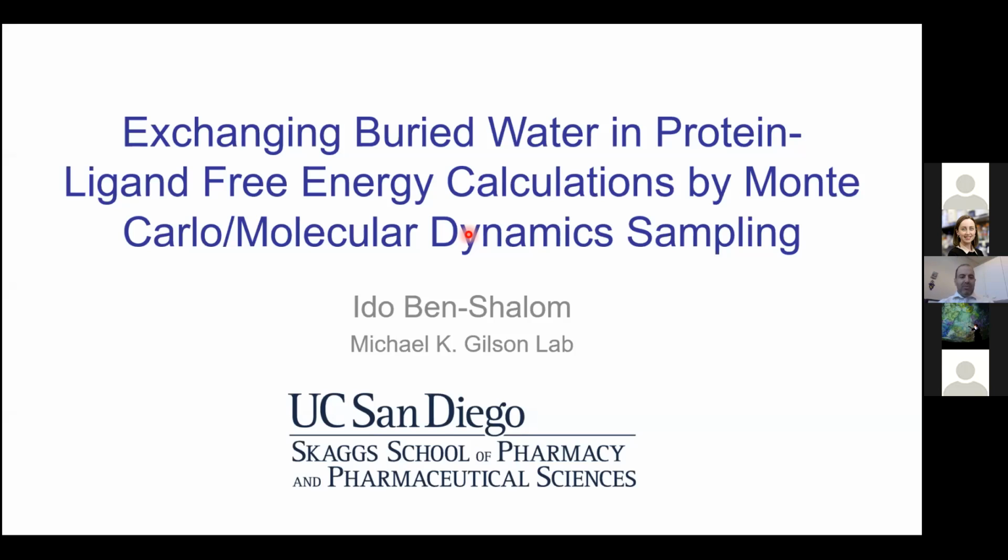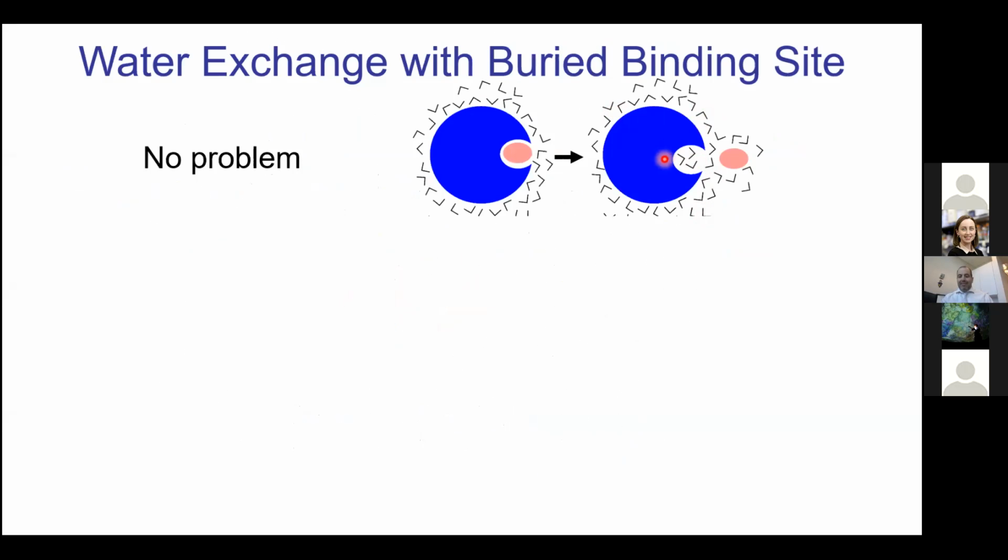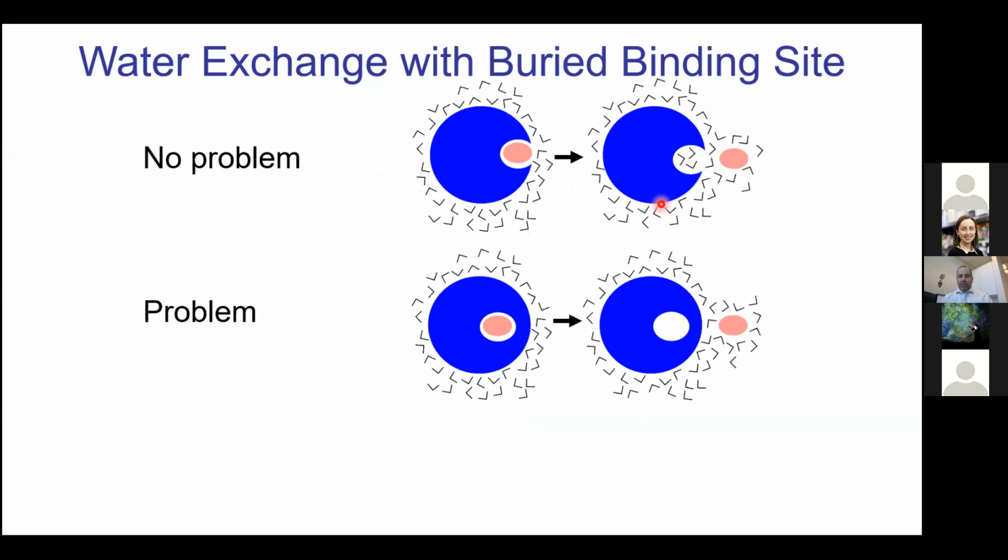I want to introduce to you my current project, exchanging water molecules in protein-ligand free energy calculation by Monte Carlo molecular dynamics sampling. As we all know, binding free energy is easy to calculate from molecular dynamics simulation. We just calculate the difference between the protein-ligand complex and the components separate in solution. As long as our cavity is solvent exposed, we don't have a problem.